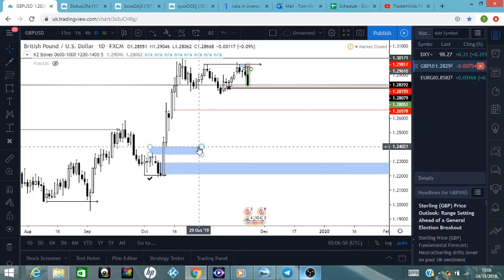I do believe there's a possibility that we could drop off, fall off a cliff on the cable. Even the GBP JPY looks like it's ready to fall off a cliff. At this moment in time, I wouldn't want to be a buyer in the pound.